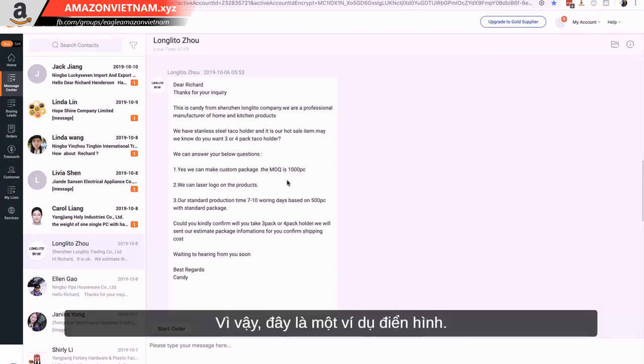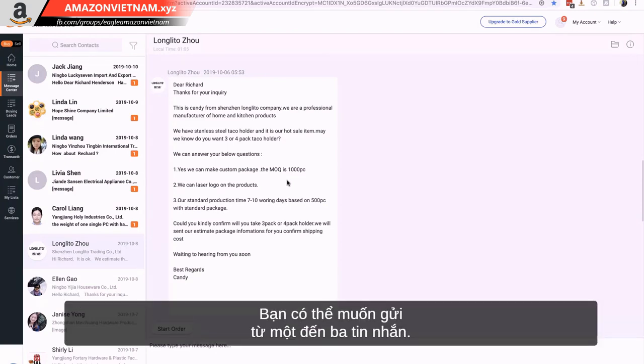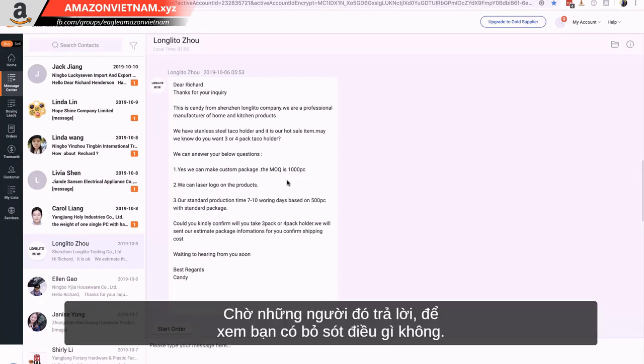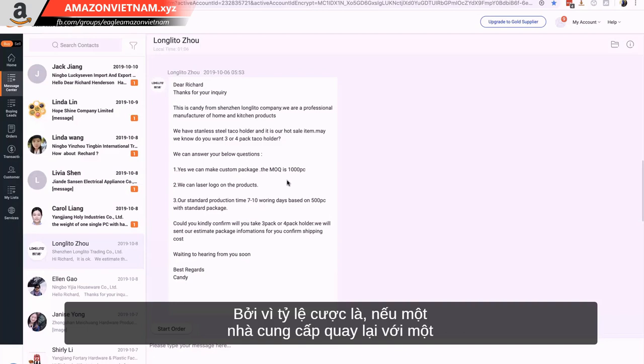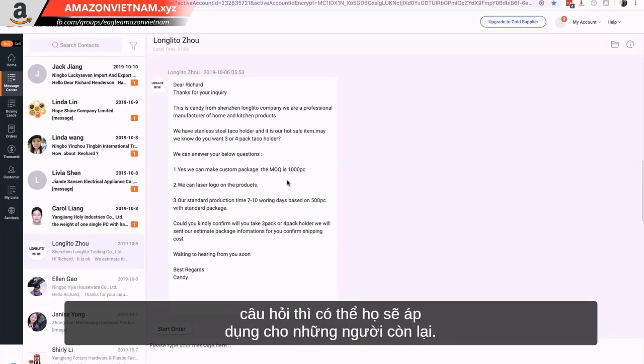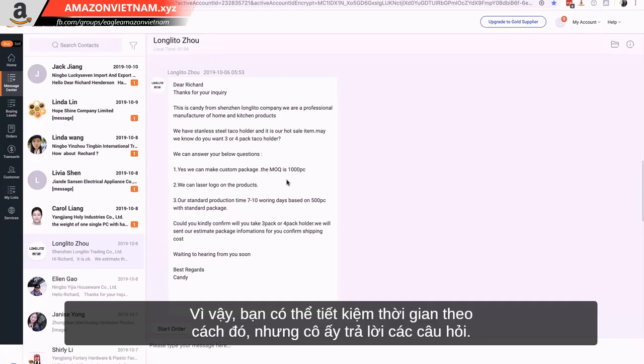So this is a good example. You may want to send out between 1 and 3 messages. Wait for those people to reply to see if you've left anything out. Because the odds are, if one supplier comes back with a question, it's probably going to apply to the rest. So you can save some time that way.